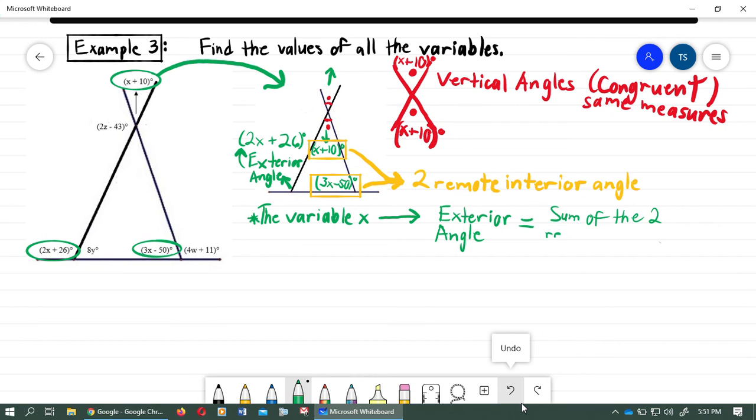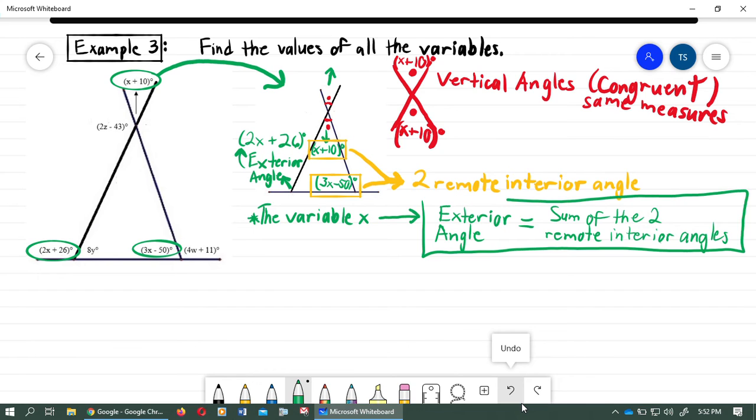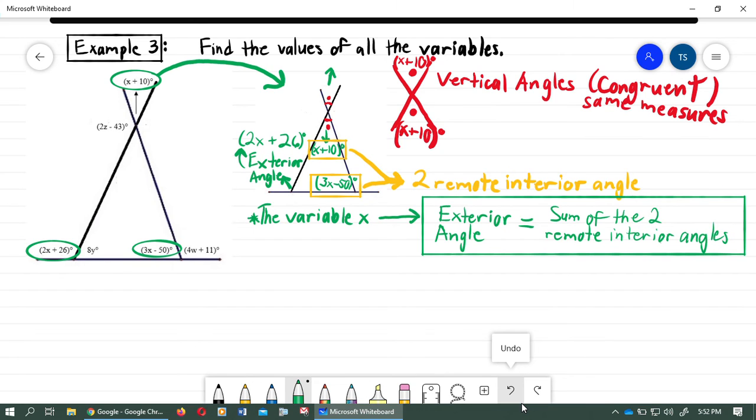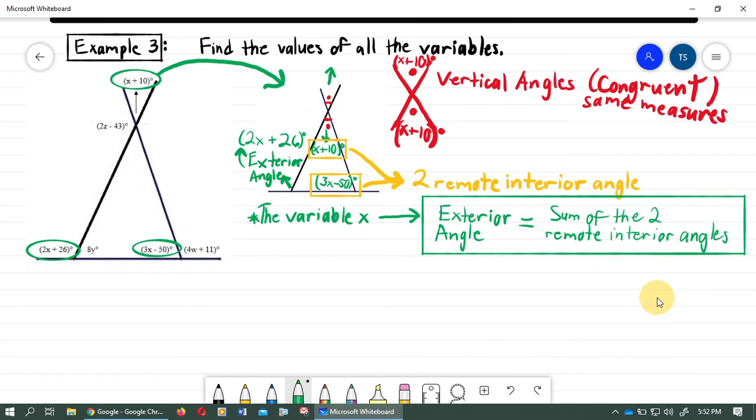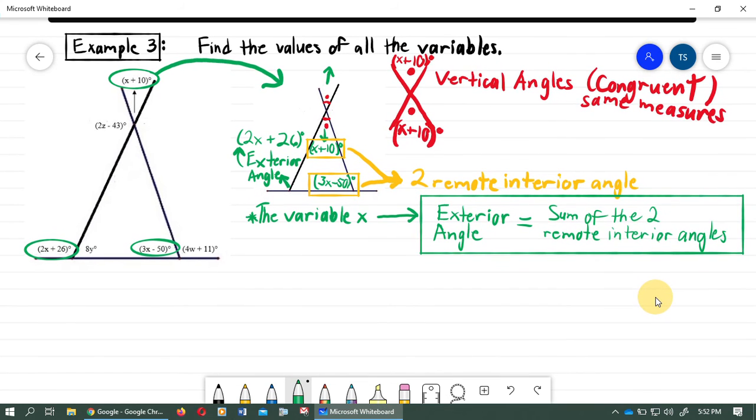Of the two remote, or opposite, or non-adjacent interior angles, right? Alright, and so again, folks, we know that this relationship is true whenever we've got an exterior angle for a triangle. So let's go ahead and work this out and find what x is using this information.